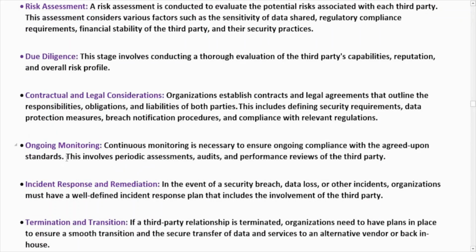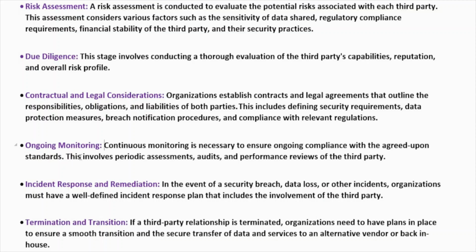Then in the next step we have ongoing monitoring. Basically, once the relationship is established, continuous monitoring is necessary to ensure ongoing compliance with agreed upon standards. This involves periodic assessments, audits, and performance reviews of the third party. In this step, the organization may also use automated tools to monitor the third party's security posture and also detect any changes or any vulnerabilities as well.